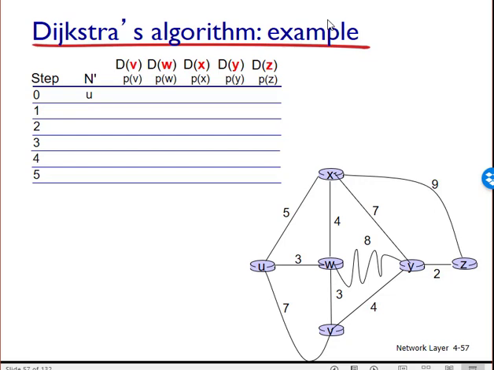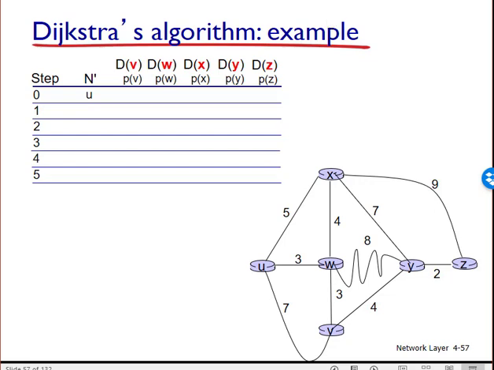Let's define the following notation. Now look at your screen and identify the variables as we talk about it. D(v): cost of the least cost path from the source node to destination v as of this iteration of the algorithm. P(v): previous node, neighbor of v, along the current least cost path from the source to v. N', as before, the subset of nodes. v is in N' if the least cost path from the source to v is definitely known.